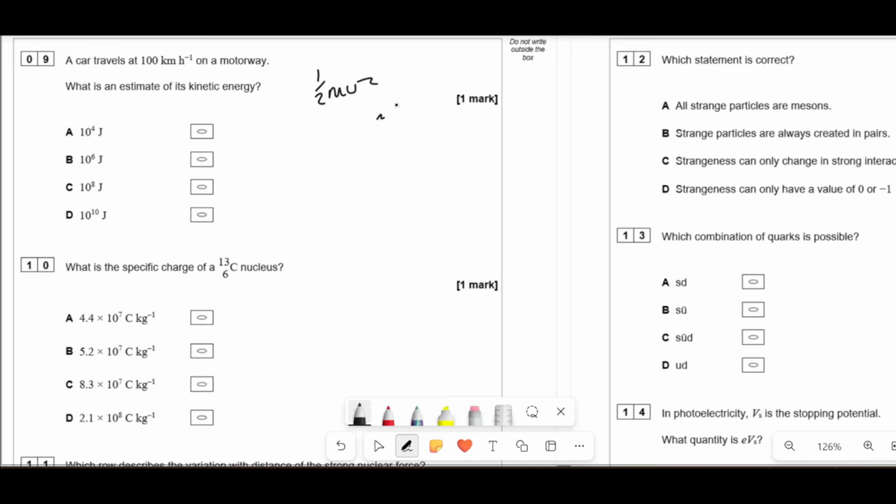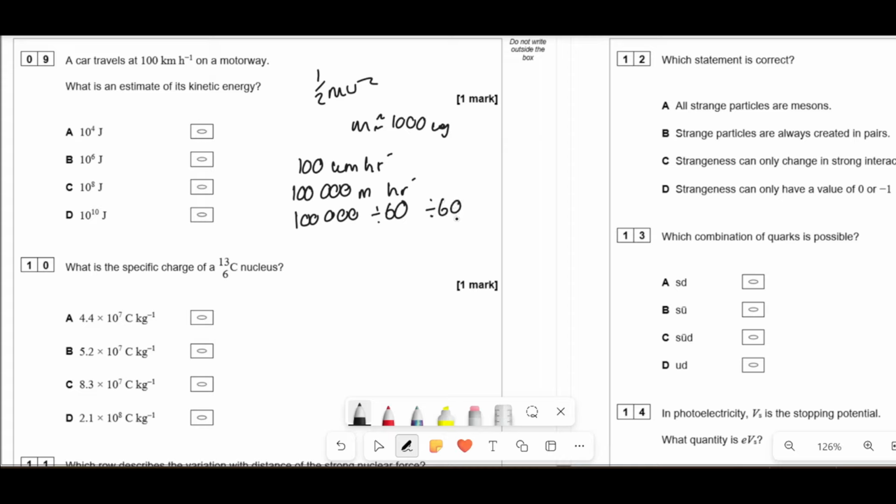So I'm gonna guess that the mass is roughly 1,000 kilograms. Now, remember that this is in 100 kilometers per hour, so we need to change that to meters per second. Going from kilometers to meters, we times it by 1,000, so 100,000 meters in an hour. To get it to seconds, you would do 100,000 divided by 60, because we're going down to minutes, and then divided by 60 again.